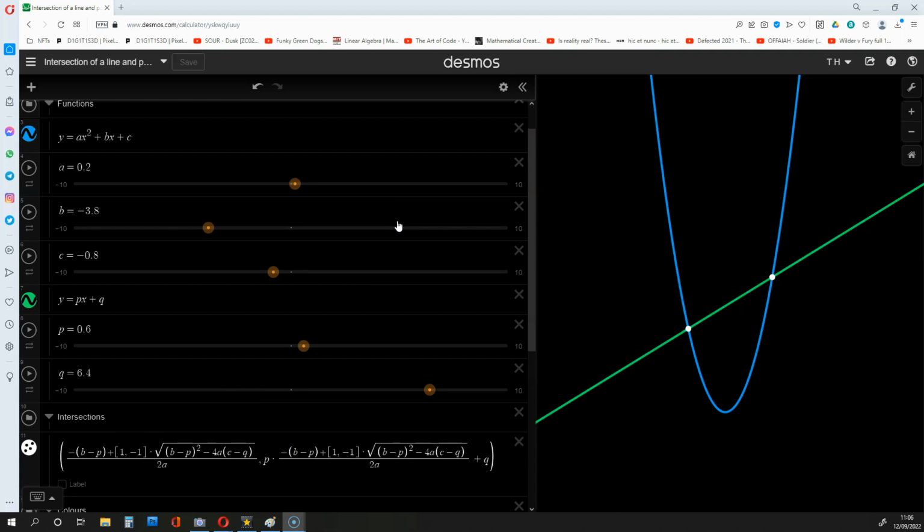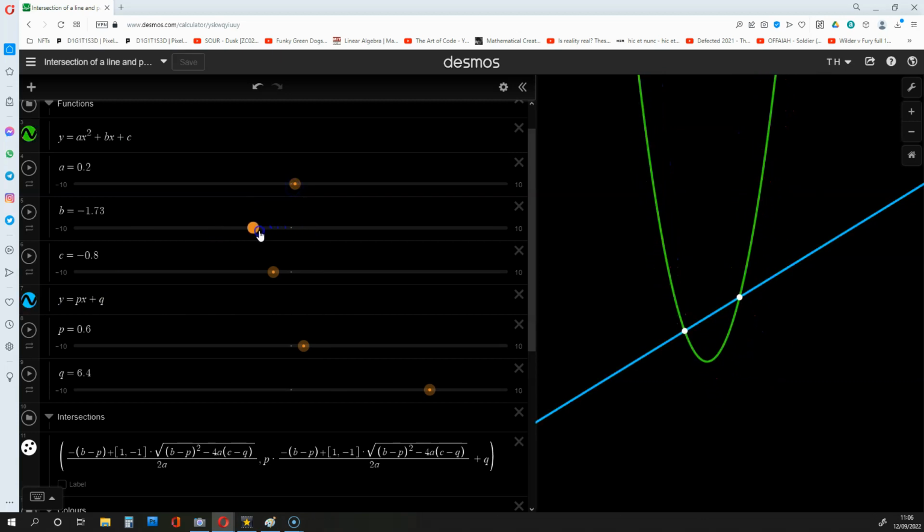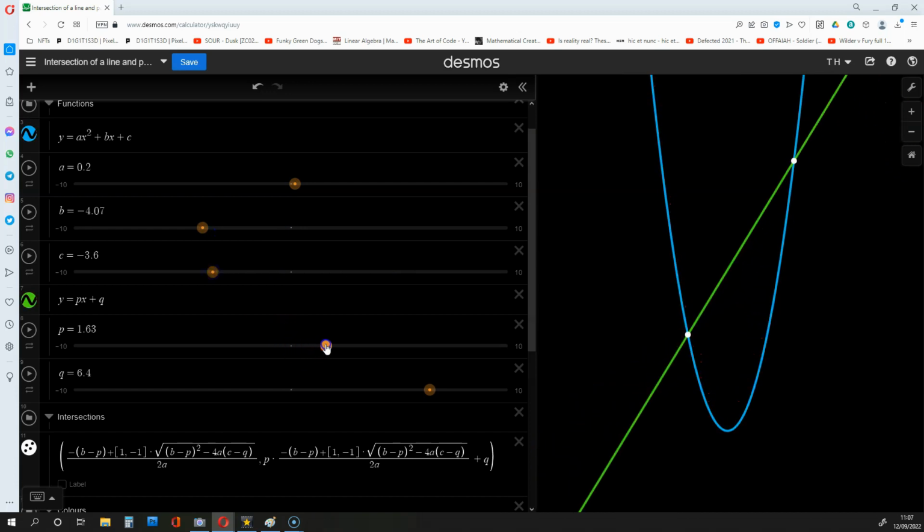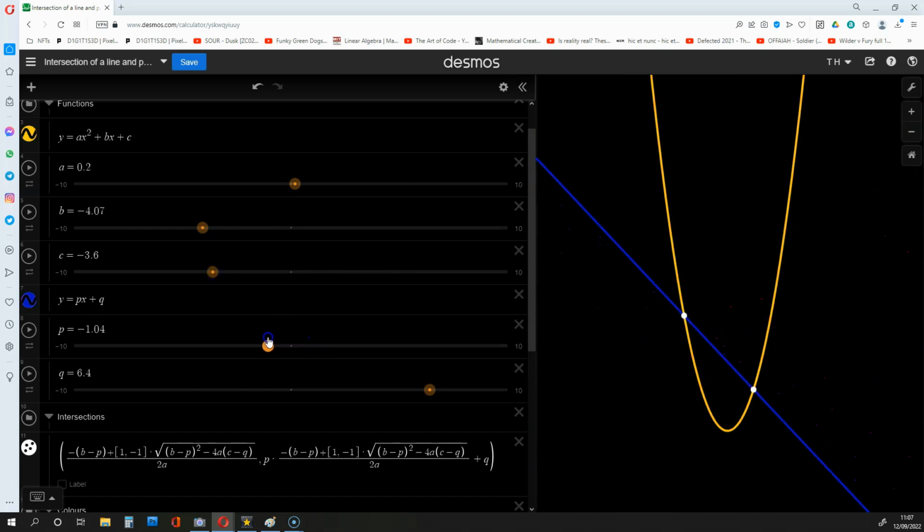Okay, let's check our results on Desmos. These are the intersection points over here. We've made these coordinates, and we have the graph y equals ax squared plus bx plus c, and we have the line y equals px plus q. If everything is correct, when we change these variables, we'll see the points, the intersections, move as well. Okay? And that is exactly what we see.